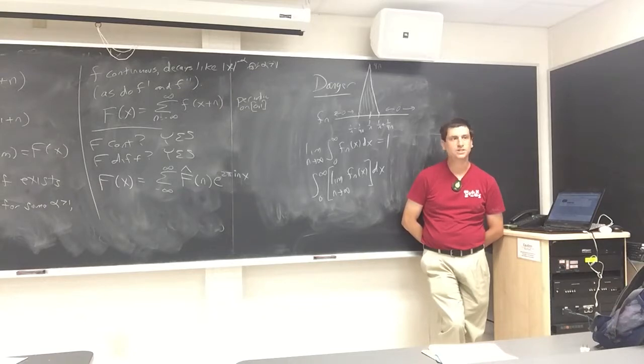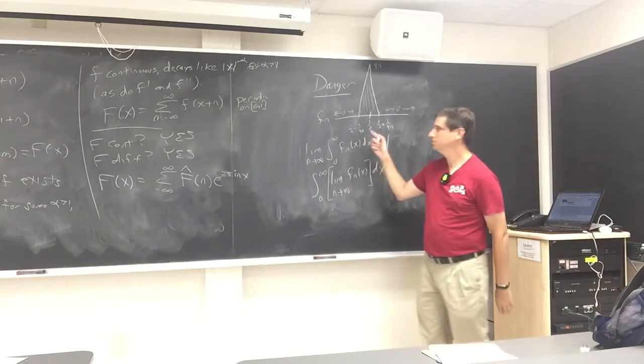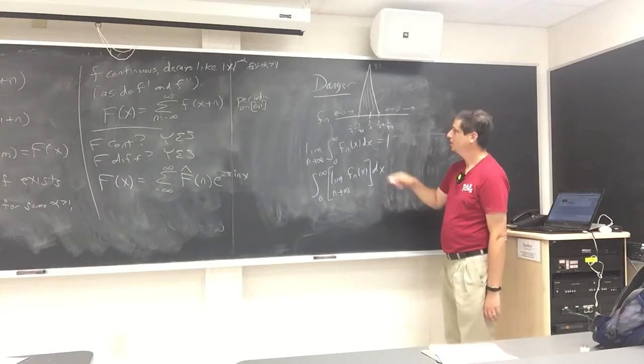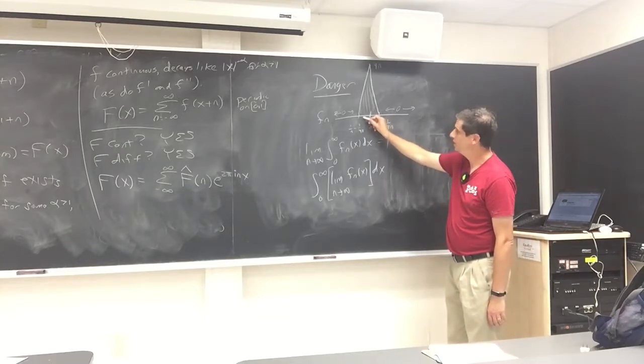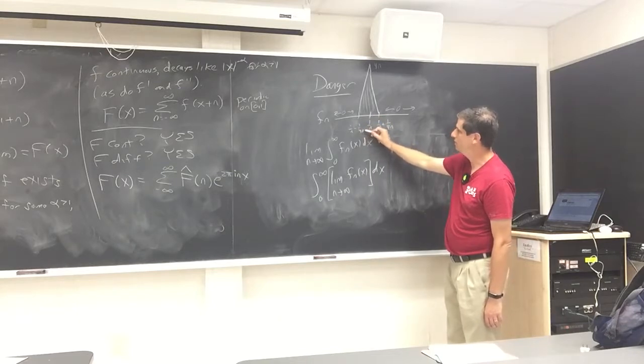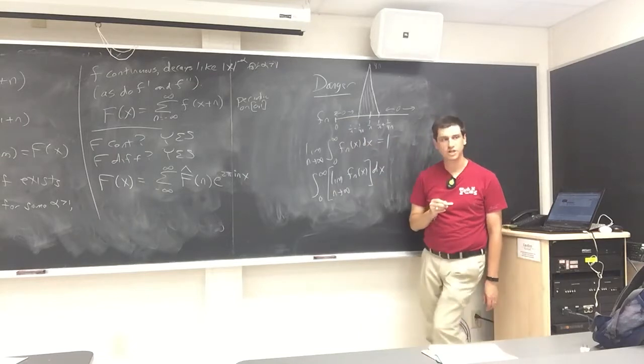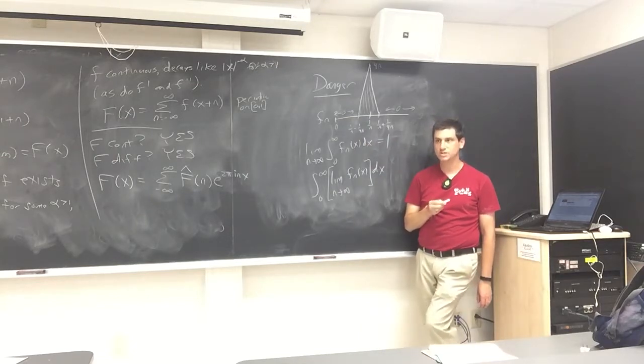It gets taller, but where does it get taller? Is it at 0? What is f_n of 0 for all n? What is the value of f_n at 0? Here's 1 over n. Here's 1 over n minus 1 over 4n. Here's 0 over here. What's the value of this function at 0? It's always 0 at 0.